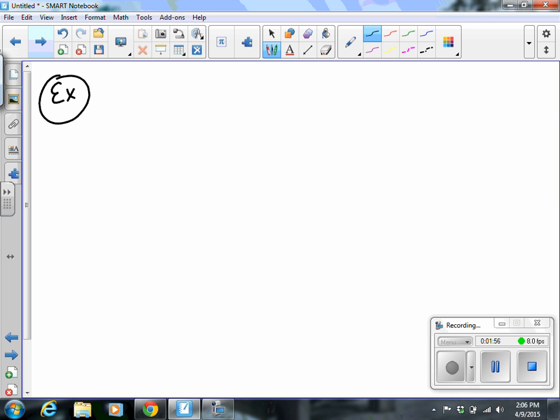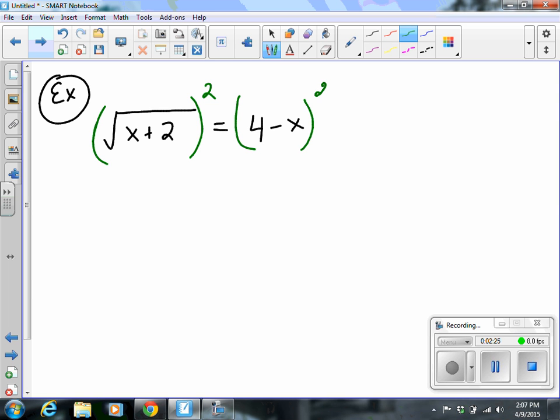Let's say, for instance, that I now have the square root of x plus 2 equals 4 minus x. So in this case, I have two different variables, and I need to figure out what happens. Again, I'm going to get rid of the square root by squaring both sides of the equation. Now that square goes to everything on the right side.